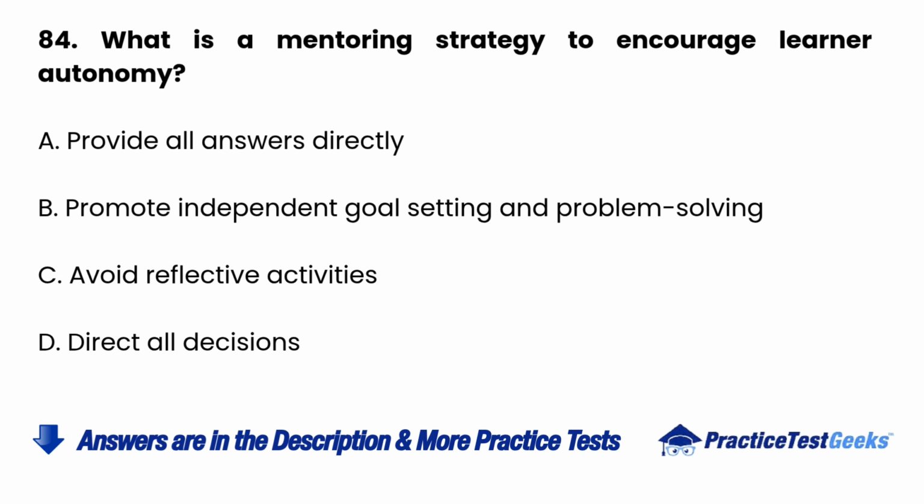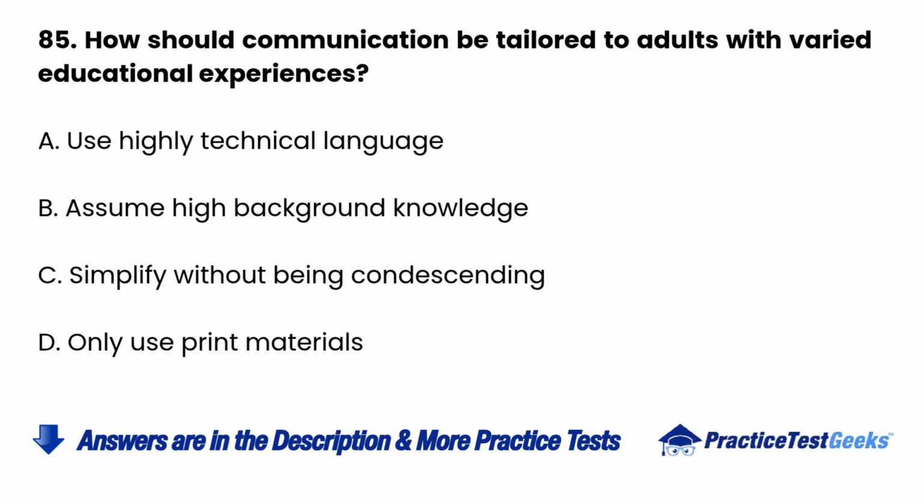84. What is a mentoring strategy to encourage learner autonomy? A. Provide all answers directly. B. Promote independent goal setting and problem solving. C. Avoid reflective activities. D. Direct all decisions.